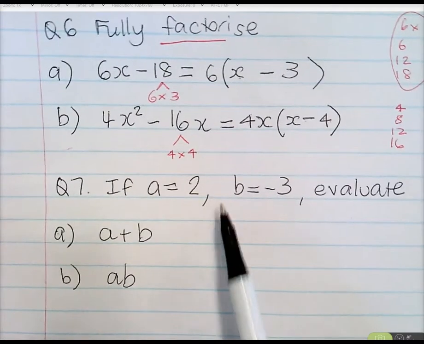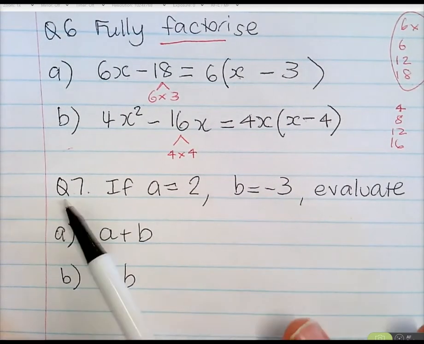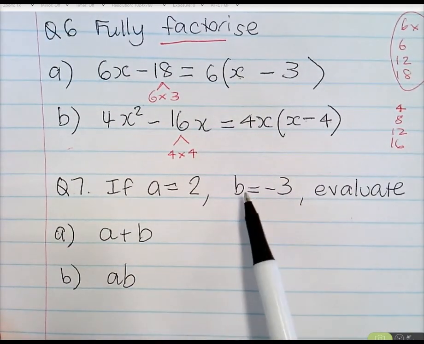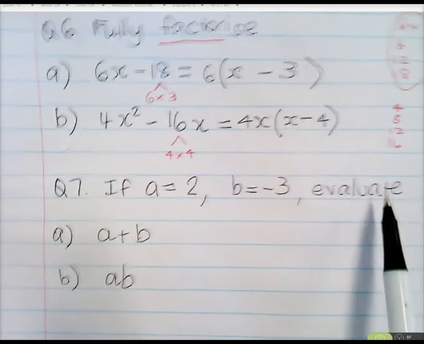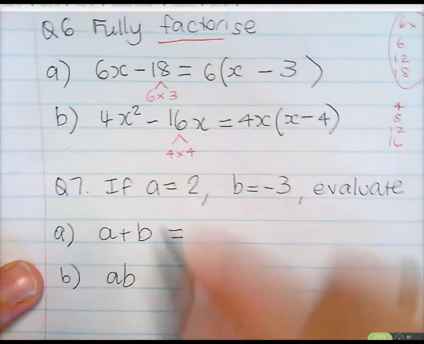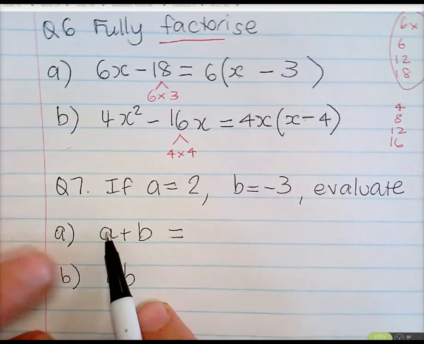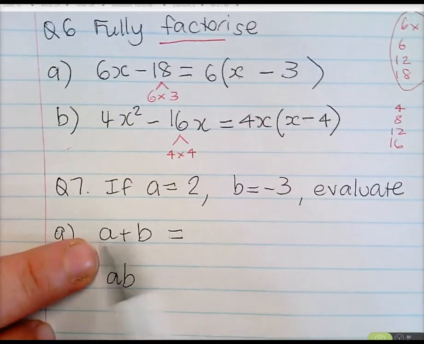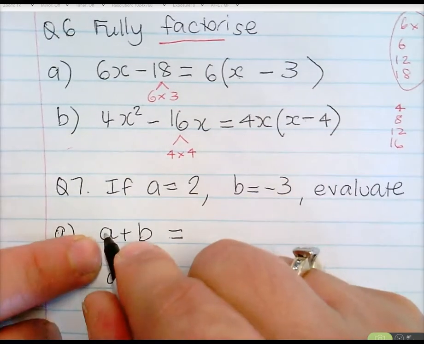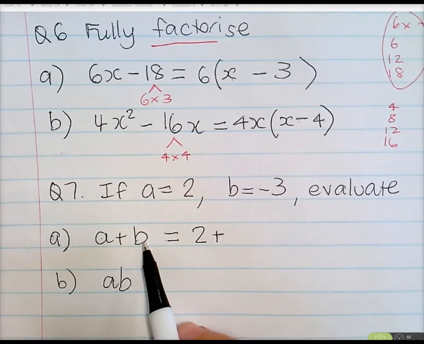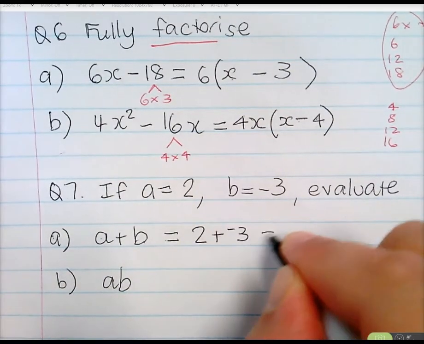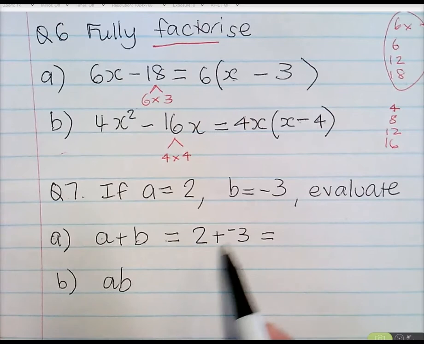Now it says, this is question 7, if a is 2 and b is negative 3, evaluate. Evaluate means work this out. a plus b. Well, what does a equal, girls? 2. If a is 2, I replace the a with the 2, then I write plus, what's b? Negative 3. So girls, I've got 2 plus negative 3.